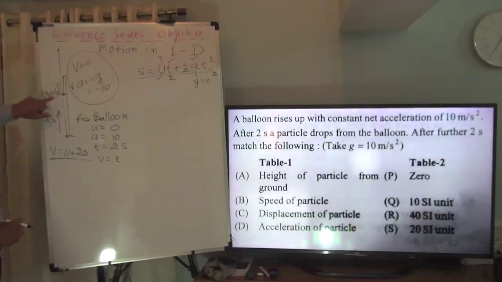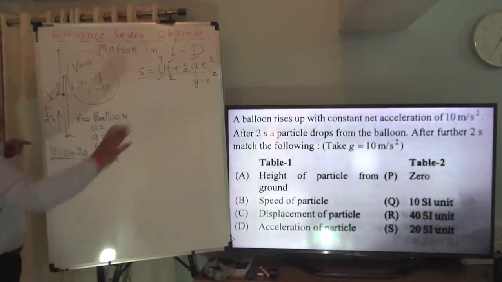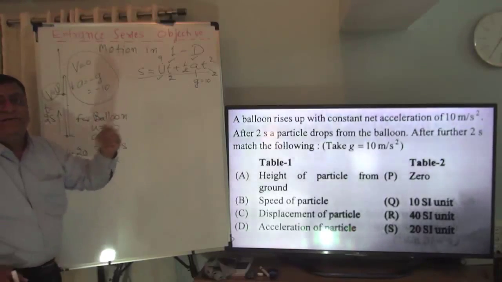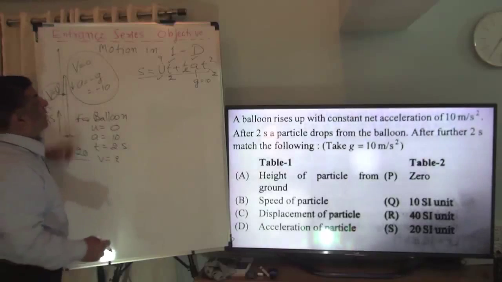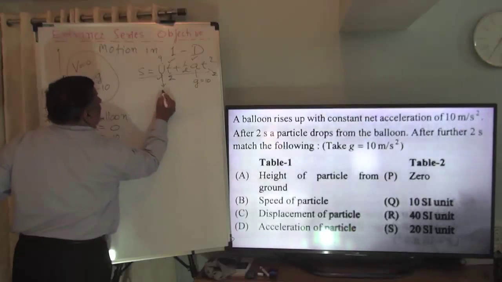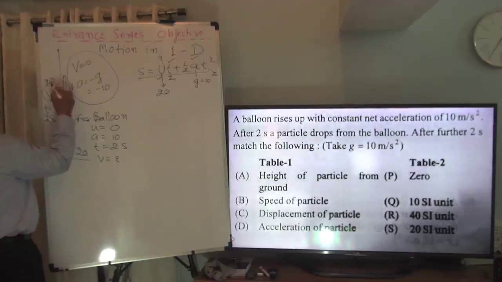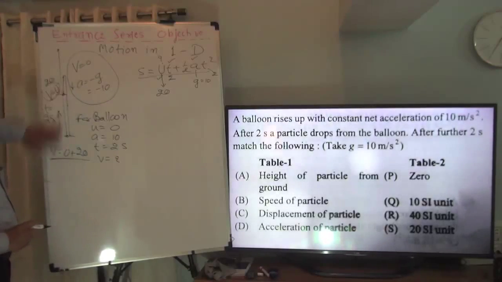When the balloon reaches a speed of 20, then we drop the particle. So what is the speed of the particle? The answer: the speed of the particle is the same as the speed of the balloon, that is 20. So this u we get as 20. This u is equal to 20. Now forget the balloon.